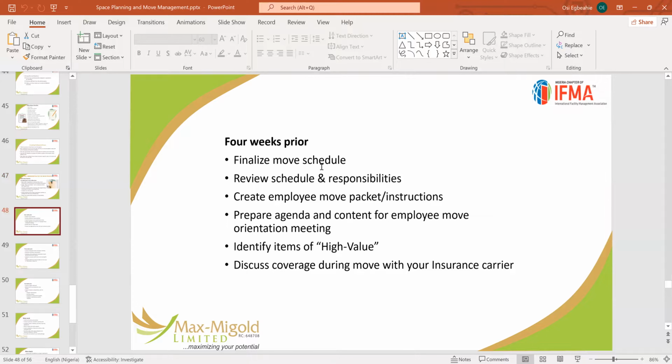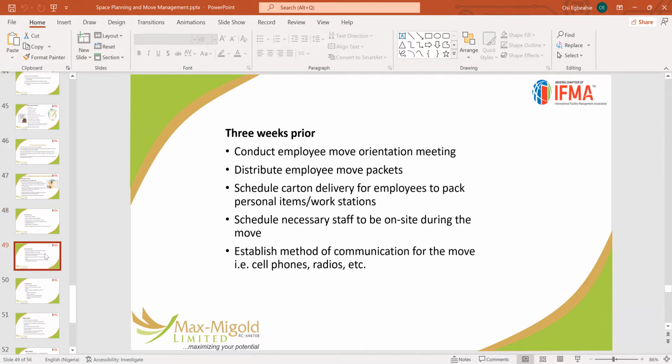Four weeks to the move. Finalize your schedule. Review your schedule and responsibilities. Create employee move pack instructions. Prepare agenda and content for the employee move orientation meeting, and also identify items of high value. Discuss coverage during the move with your insurance carriers. This is what we talked about. We talked about the goods in transit insurance. Once you ensure that the movers have taken that insurance, it is very important.